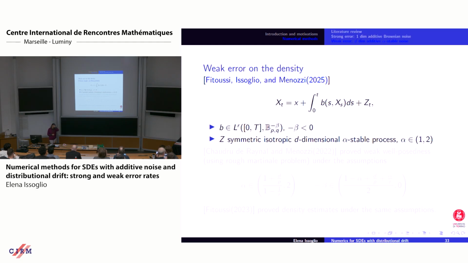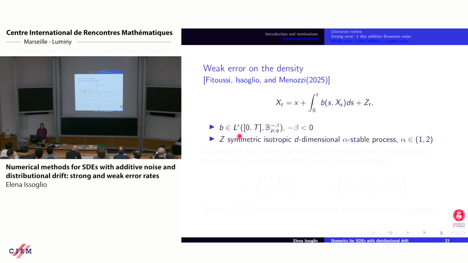Okay, so that was, I still have a couple of minutes. That was for the strong error. And the other work that I wanted to present is the joint work with Mathis and Stéphane. Well, this is the one that is soon to be on arXiv. So here we have additive noise, but it's an alpha stable process. And we work in dimension D.